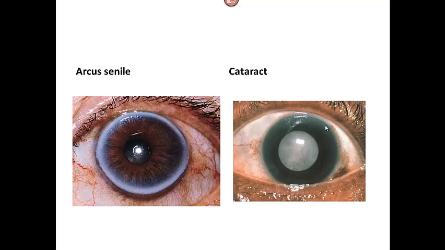Arcus senilis is basically a manifestation of age. As you could see, there is a white border that appears as we age. It's a thin grayish white ring that does not require any treatment.